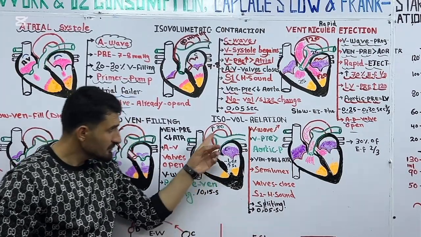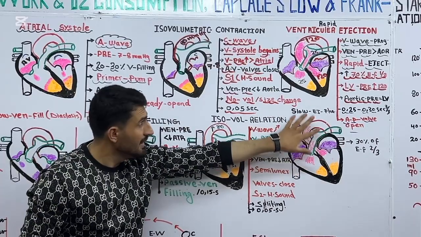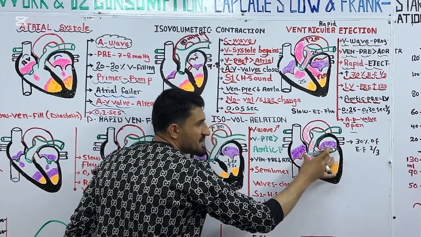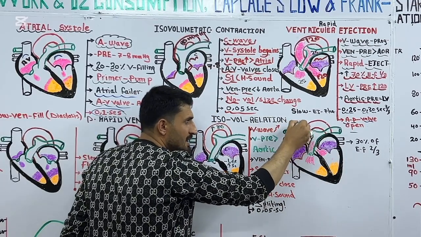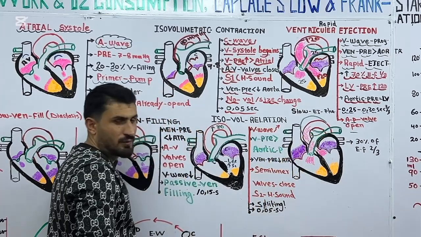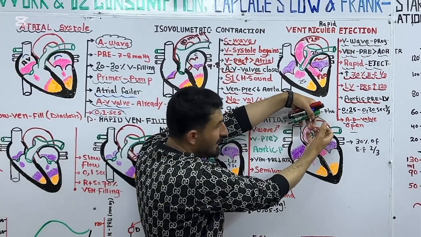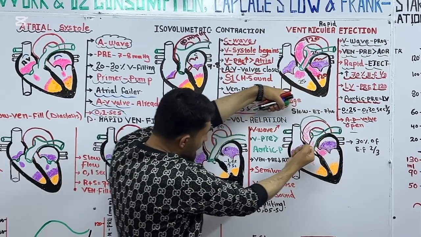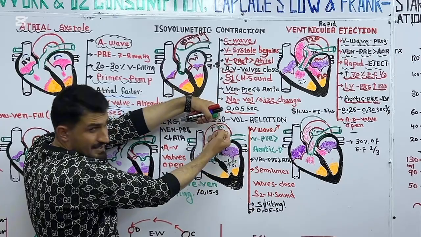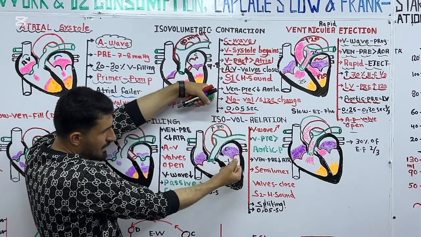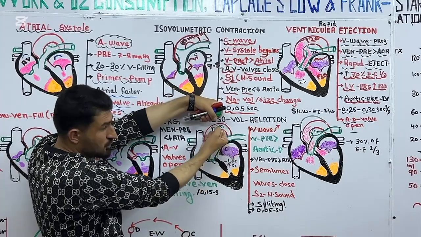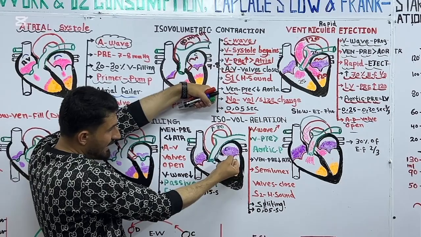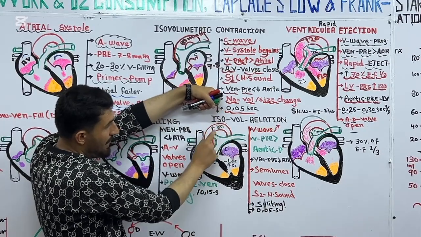Listen to me carefully. During the ejection phase, when the heart pumps blood, it causes stretching of the aorta. The aorta is an elastic artery, so it stretches. In the next phase it recoils back, and when it recoils it produces a pressure called diastolic pressure, because the heart is doing diastole. This pressure from the recoiling of the aorta is around 80 mmHg.